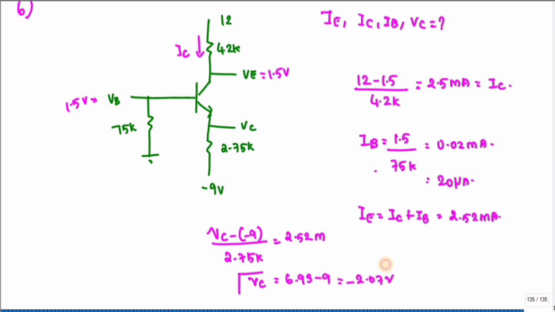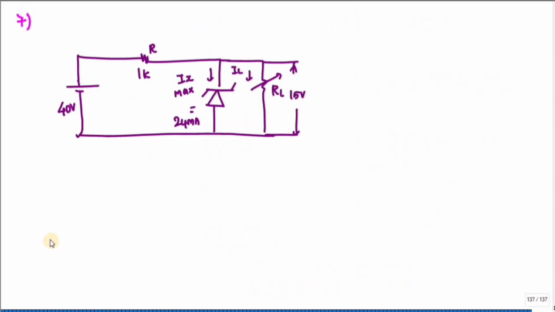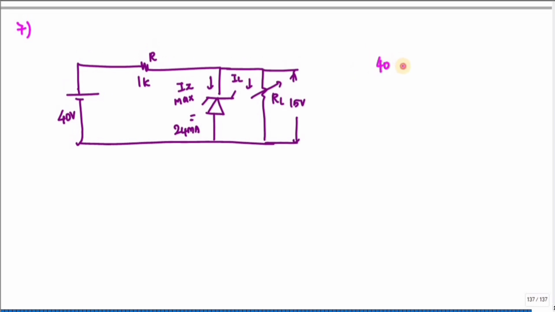So that's all about the problem. Next seventh question. This is regarding the Zener voltage regulator, and they're asked to find the value of IL max minimum, IZ max minimum. So you know that 40 minus 15 divided by 1K is equal to 25 milliamps. And they are given IL is equal to 1 milliamps.